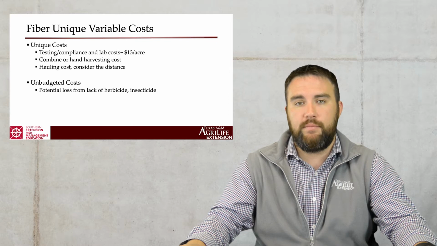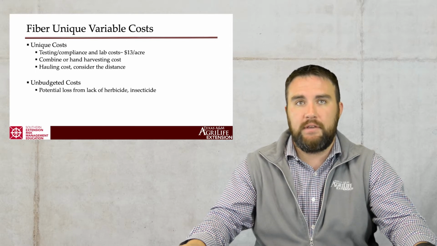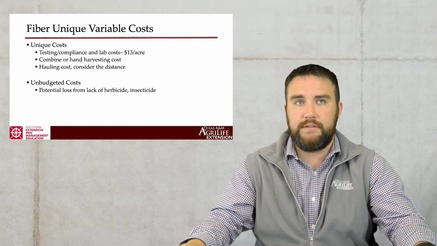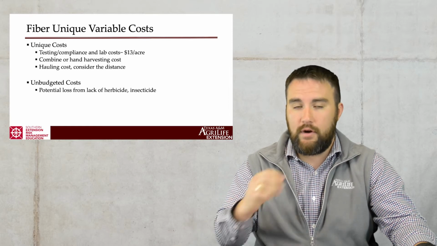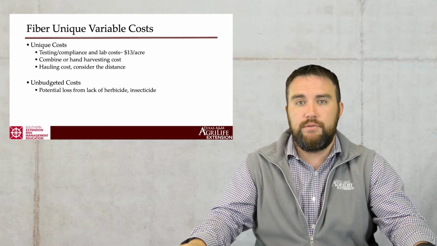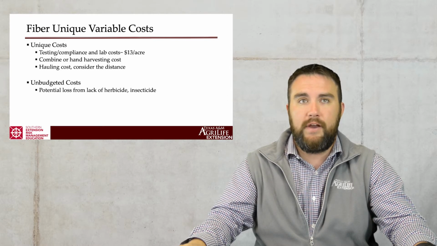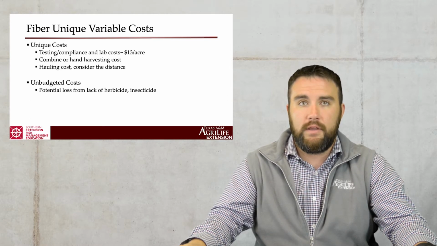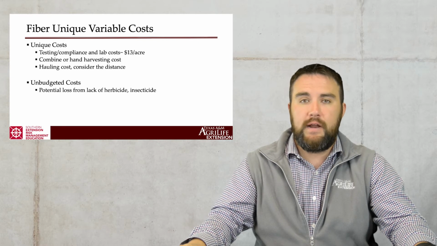Unique variable costs to the production of hemp for fiber include testing and compliance, as well as laboratory costs, combining or hand harvesting cost, which is unique again to the type of model that you choose and how you plan to get your hemp fiber out of the field. Hauling costs, which is very unique to fiber in general.